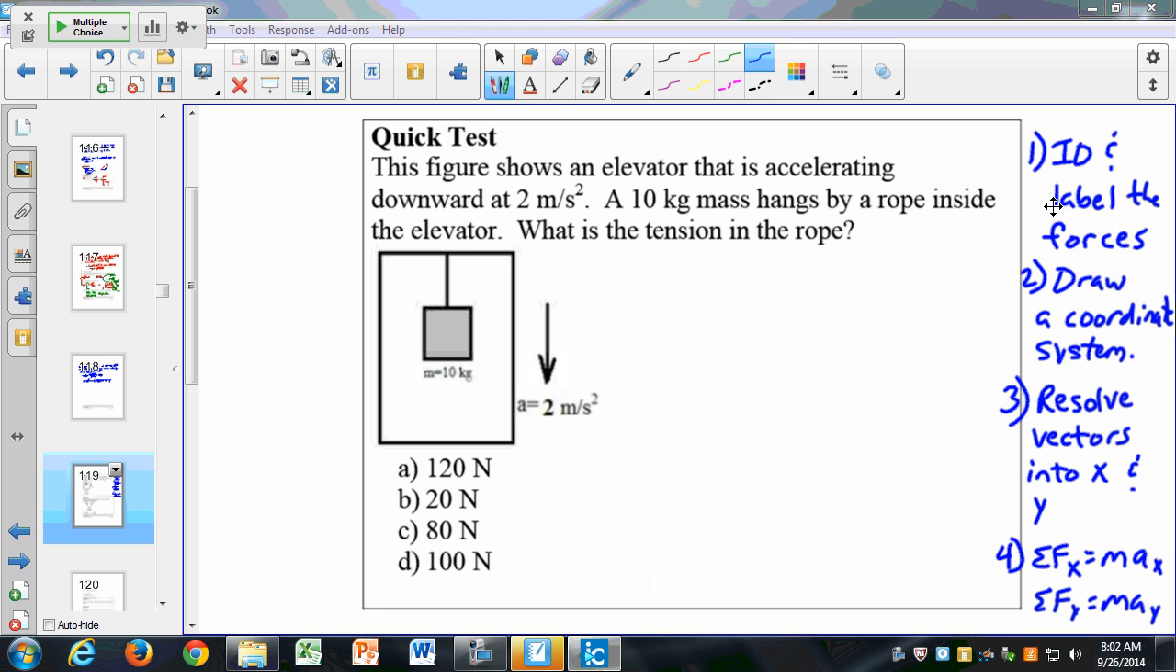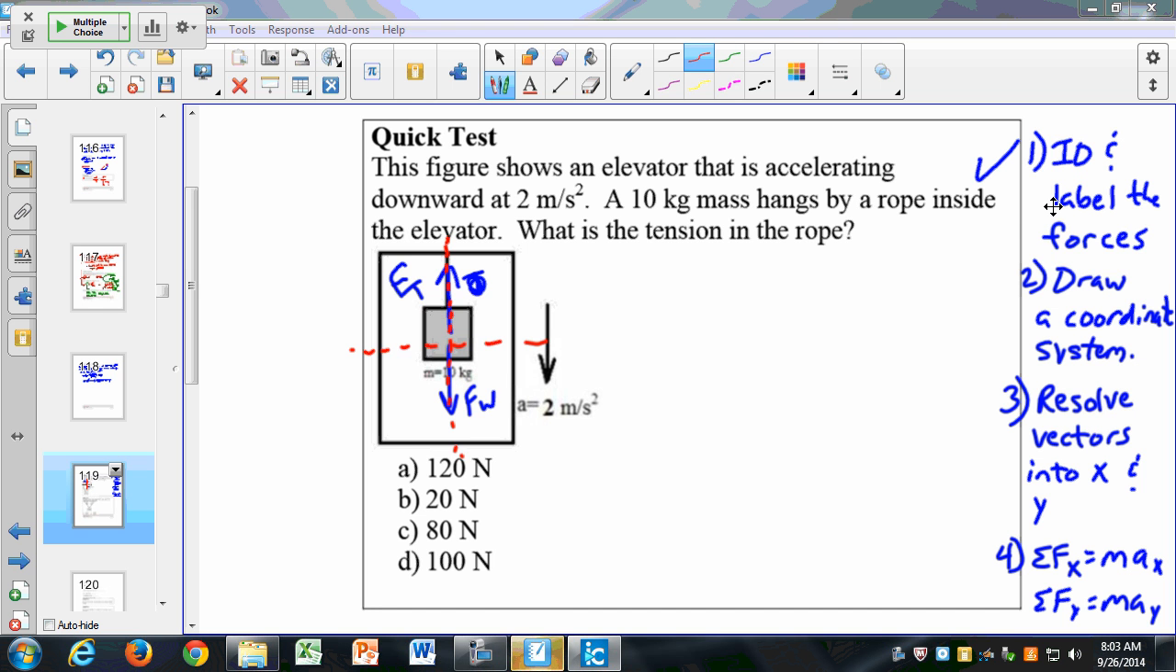So first we want to just identify and label the forces. I have 2 forces, the weight, and then what's the other force? The tension, right. That's what I want to know, what is the tension? I'll call it FT. What is FT? So that's the first step. I've identified and labeled the forces. Now I want to draw a coordinate system. I'm going to use this coordinate system. It's sort of a moot point because all my vectors are on the y-axis.